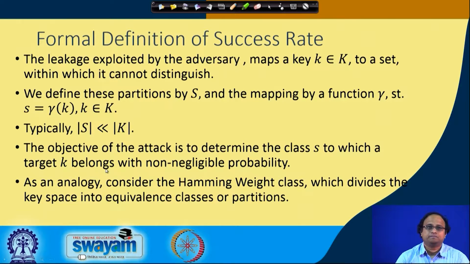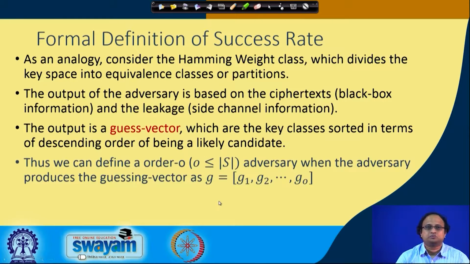That is our objective. As an analogy, as I said, you can consider the Hamming weight class, which divides the key space into equivalence classes or partitions. So, Hamming weight or Hamming distance could be used as an analogy to understand this experiment. So, let us see what we do in this experiment. Suppose we are considering an adversary, then the adversary, based upon the ciphertext, because the ciphertext is already there with the adversary as it is black box information, has an additional side channel leakage information.